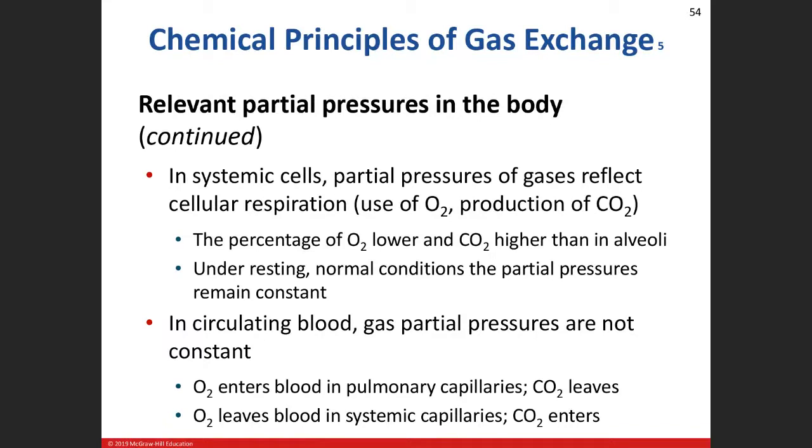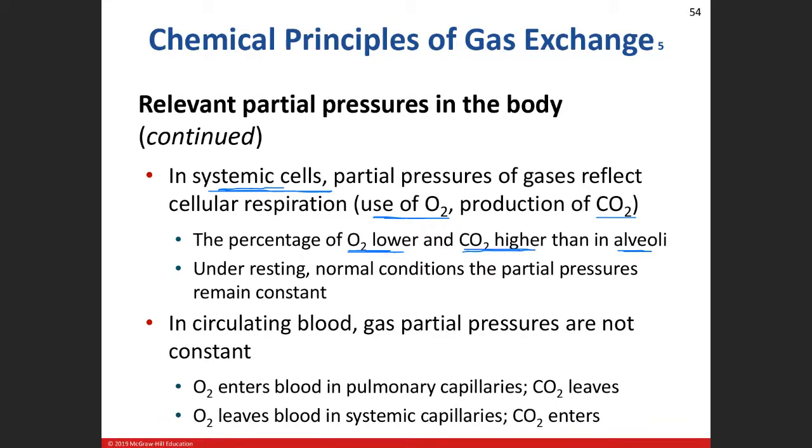And as a result, one of our waste products is carbon dioxide. So the demand for oxygen increases, but the amount of carbon dioxide will also increase, because we use up more oxygen, we'll create more carbon dioxide. So I'll explain this to you. What we're going to see here in the tissues, in the systemic cells, is that O2 will be lower, and I'll show you in a picture why. It will be lower than what we see in the alveoli.